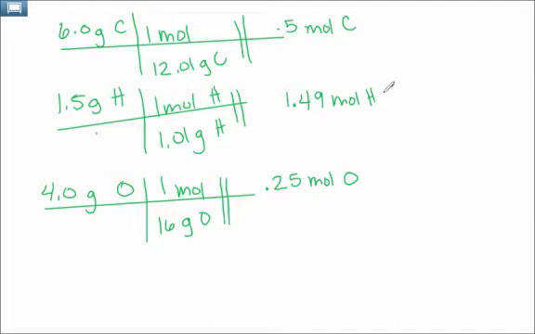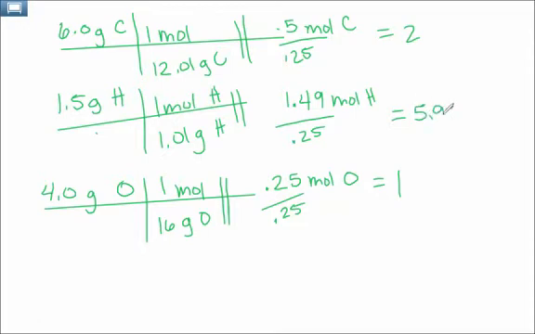Now what's our next step? We need a mole ratio. Smallest. So we divide by 0.25. This is 1. This is 2. What's this one? 5.96. Pretty close to 6. So our formula, wow, it came out so nice.